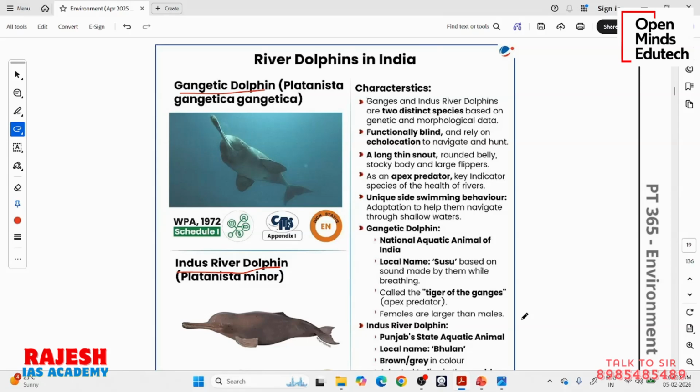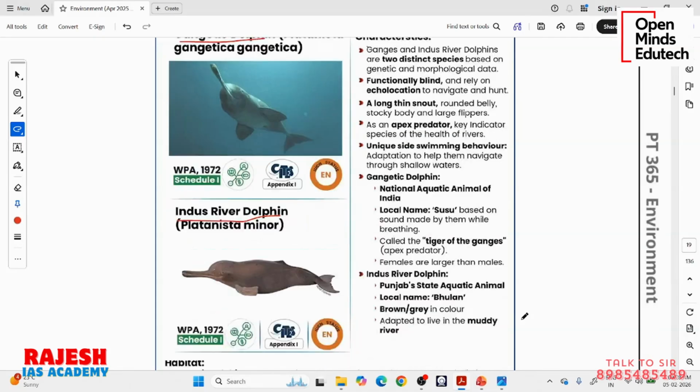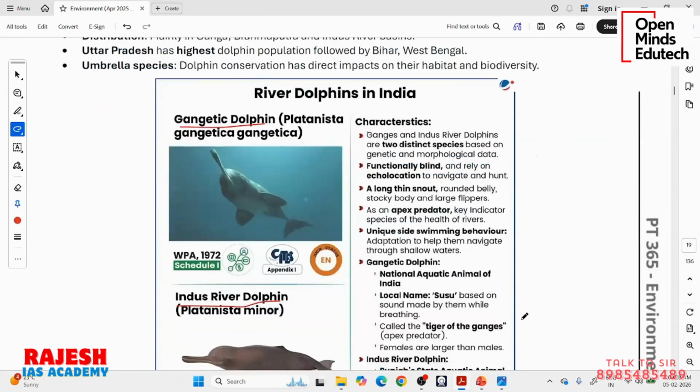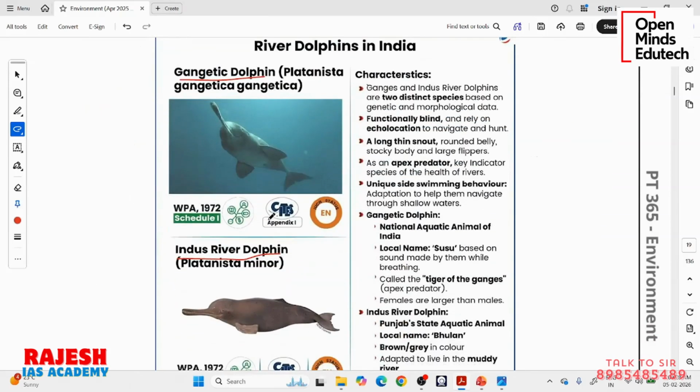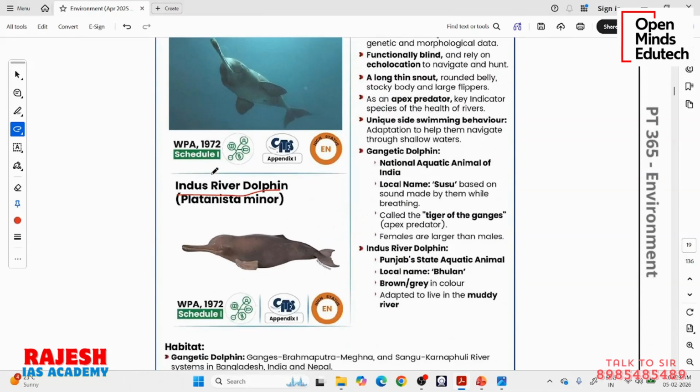Okay, Irrawaddy can also live in brackish water. In Odisha you will find the Irrawaddy dolphin. But here we are talking about 2 types of river dolphins in India. One is the Gangetic dolphin and the other is the Indus River dolphin. Okay, you can see both are in Schedule 1 of the Wildlife Protection Act and both are in CITES Appendix 1. Okay, the IUCN status of both dolphins is endangered.